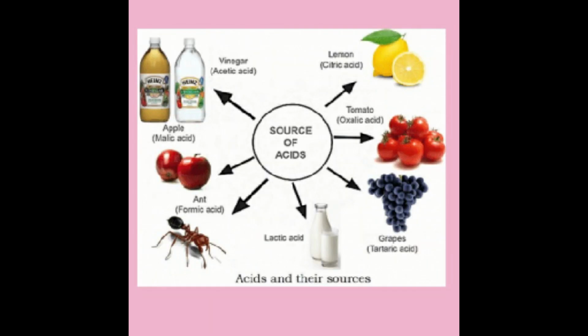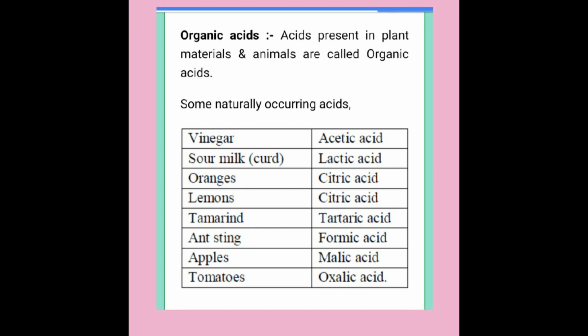Find out what organic acids are. Acids present in plant materials and animals are called organic acids. These are also a few naturally occurring acids. Example, vinegar, CH3COOH, whose other name is acetic acid, which is also present in lemon. Sour milk, lactic acid. This lactic acid is also present in curd. Oranges, citric acid. Lemons, citric acid. In lemons we have both citric acid and acetic acid.